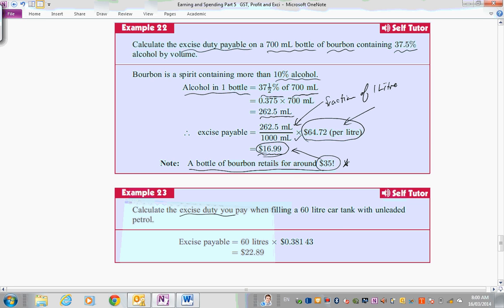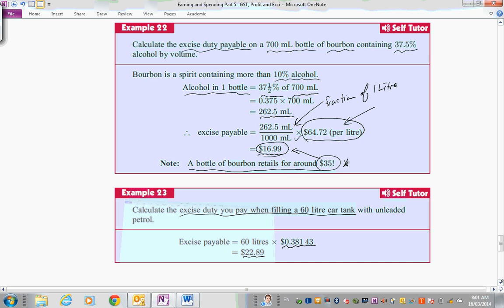Calculate the excise duty you pay when filling a 60-litre tank with unleaded petrol. Okay, the excise payable at the moment is all that per litre, times 60 is $22.89. So in your tank, when you're filling it in these days here, back in 2007, nearly $23 went to the government. Okay, so it's quite a heavy excise duty there.